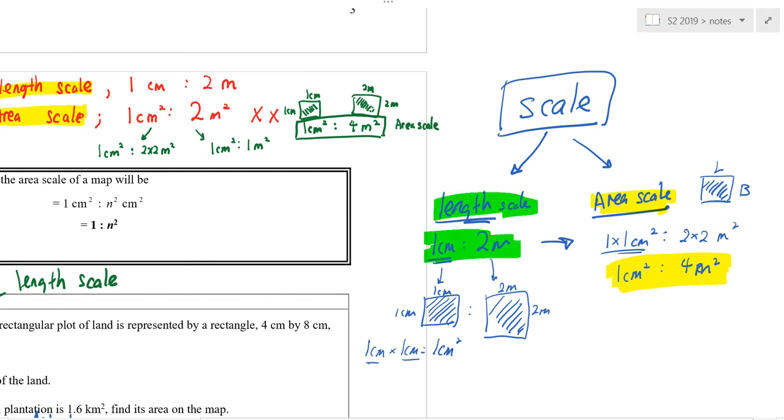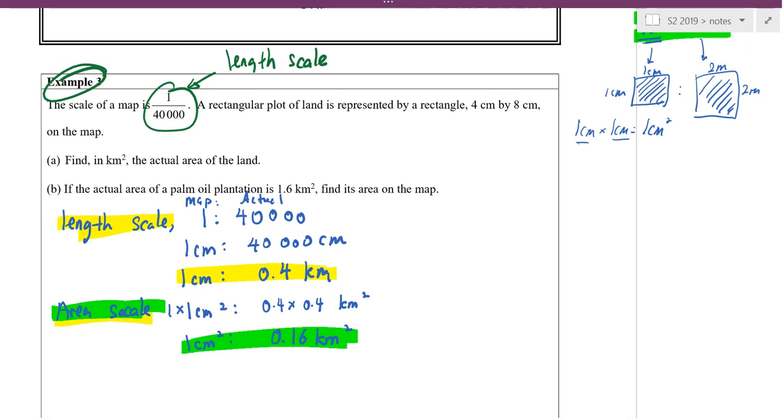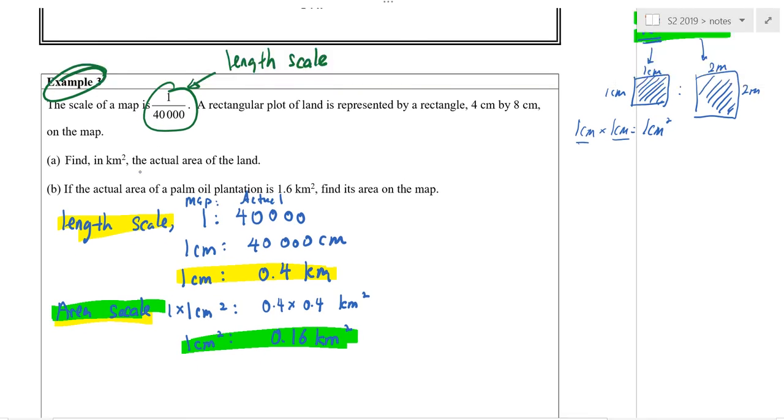So you have to look at the question and see which one you use. Do you use area scale or length scale? Now let's look at some questions to help you. So I want to find the actual area of the land. Do I use area scale or length scale? Area scale, because I want to find the actual area, right? So this is what I write.